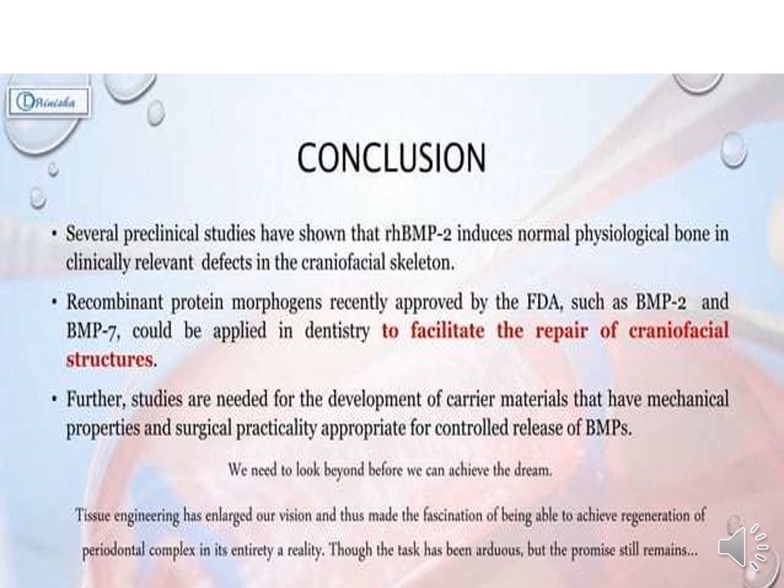So further studies are needed for the development of carrier material that has mechanical properties and surgical practicality appropriate for controlled release of BMP. We need to look beyond before we can achieve the dream. Tissue engineering has enlarged our vision and thus made the fascination of being able to achieve regeneration of the periodontal complex in its entirety a reality. Though the task has been arduous, the promise still remains.